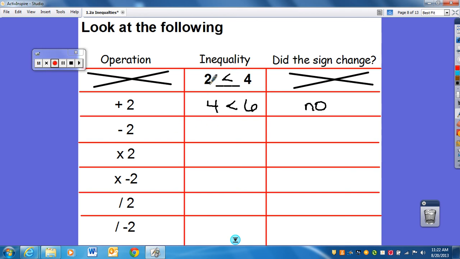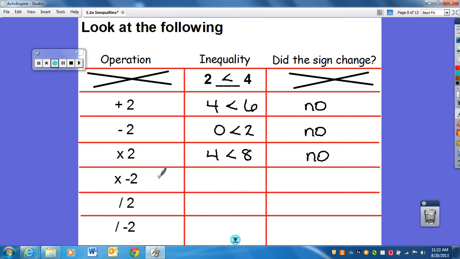Next, let's go back to the original inequality. 2 is less than 4, and I want to subtract 2 from both sides. So 2 minus 2 is 0. 4 minus 2 is 2. 0 is less than 2. So when I subtract the same quantity from both sides, my inequality symbol does not change. If I go back to my original and I multiply by 2, I have a 4 and I have an 8. 4 is less than 8. So if I multiply both sides by a positive 2, a positive value, my inequality symbol does not change.